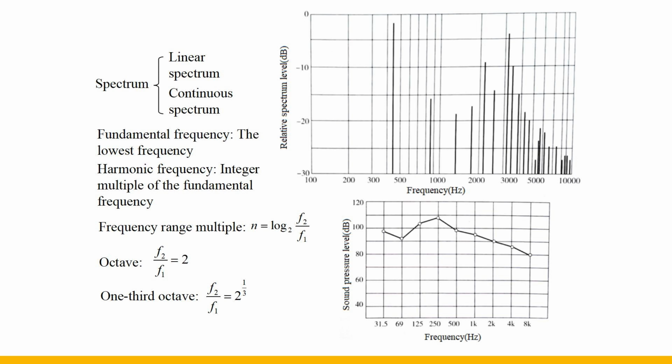Spectrum refers to the distribution of sound pressure levels at various frequencies. The spectrogram takes the frequency as the abscissa and the sound pressure level as the ordinate. The lowest frequency is called the fundamental frequency, such as 440 Hz in the figure above and 31.5 Hz in the figure below, and the harmonic frequency is an integer multiple of the fundamental frequency.